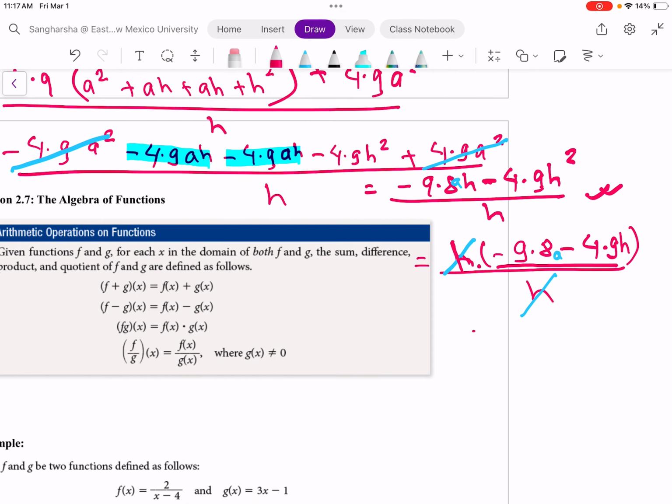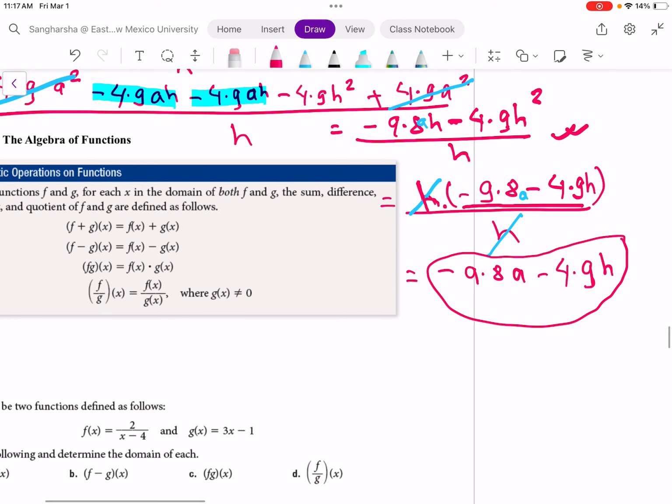Now the remaining is our final answer. So negative 9.8a plus negative 4.9h is the final expression. And this has a meaning. We use this expression to find the speed of a ball. Like the ball has been dropped, right? And this expression gives us the speed. So this is the derivative. We don't do it here, we only simplify here.